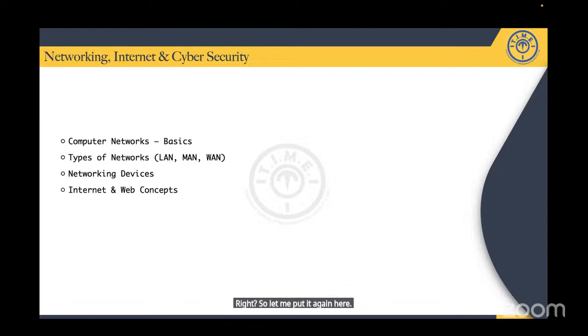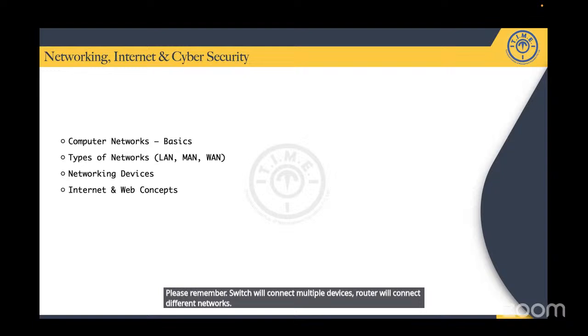So let me put it again here. Router, switch, modem. A router connects different networks. A switch connects different devices within the same network. A modem converts digital to analog signals and vice versa. Router is not equal to switch, please remember. A switch will connect multiple devices. A router will connect different networks.